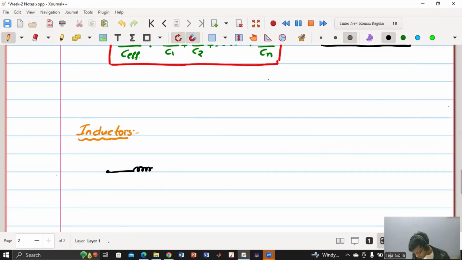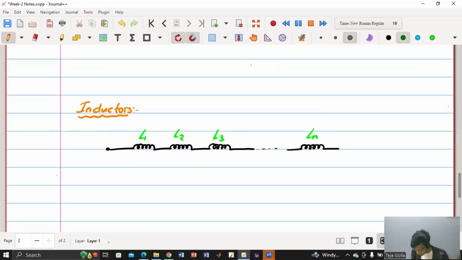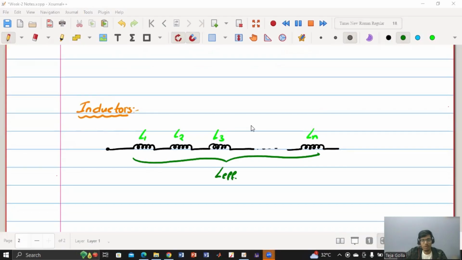First, let me draw the inductors L1, L2, L3, up to so on Ln. So in the meantime, if you know the answer, you can mention in the chat box. Or if you want to speak, you can unmute and also tell me. I'll just check. Let me draw, then I'll check the answers. So we want the L effective. Yes, L1 plus L2 up to so on. Yes, Bhuvan, you are right.